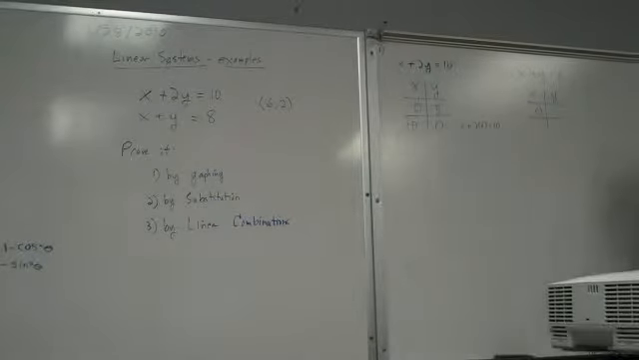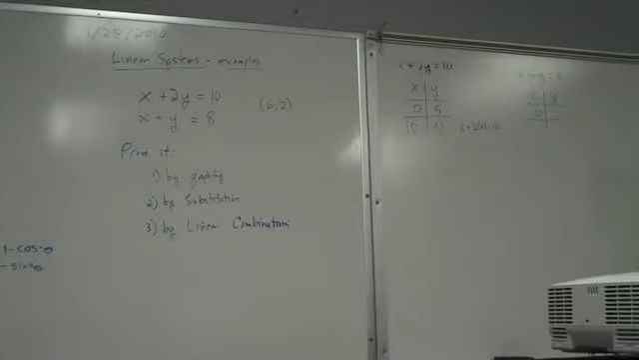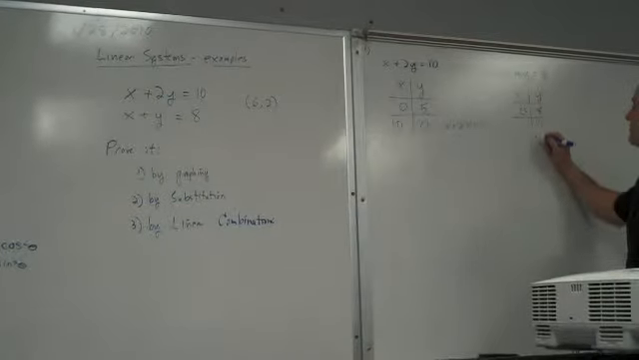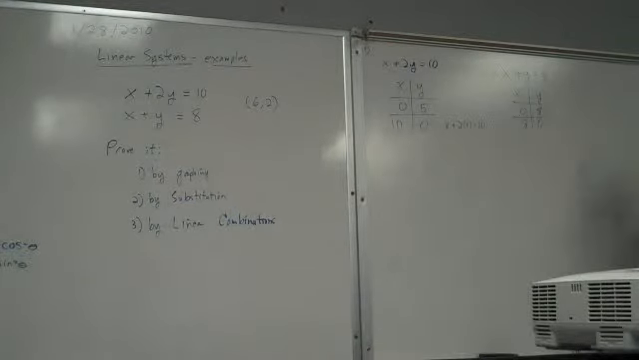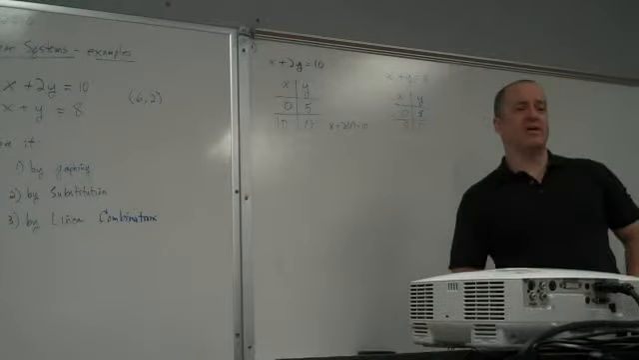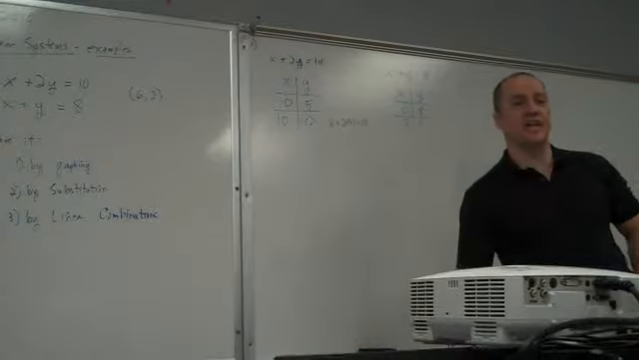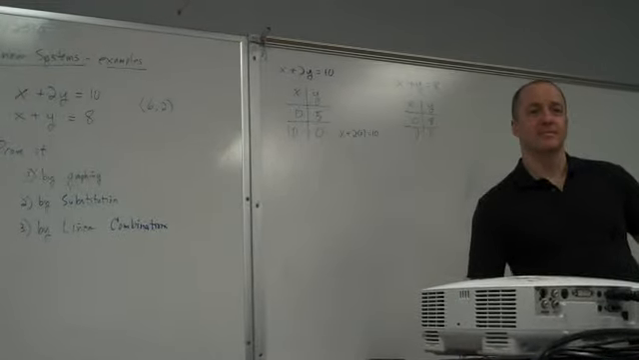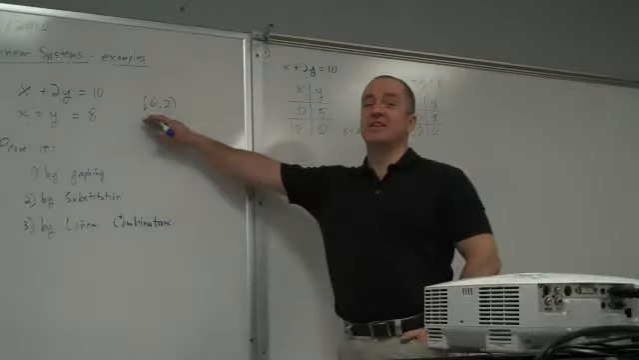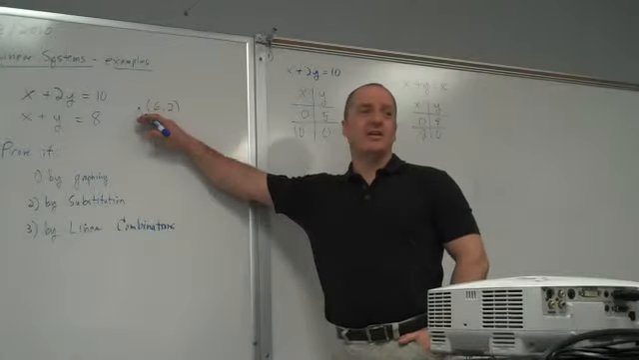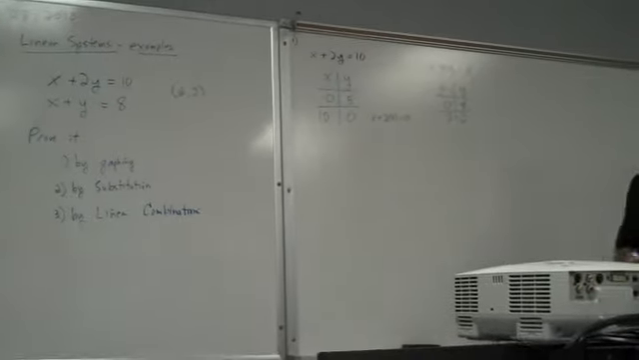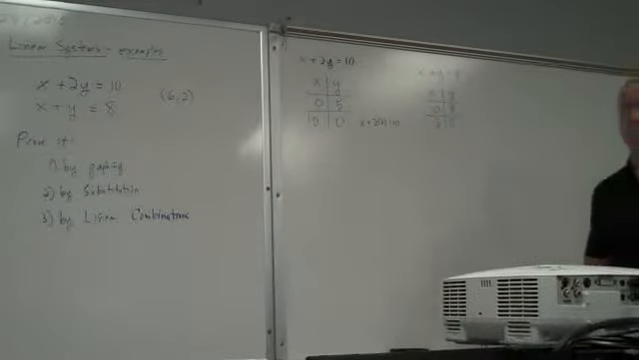When x equals 0, what does y equal? And when y equals 0, what does x equal? 8. So now I have to very carefully graph this line. And when I graph this line, at what point will these two lines intersect? Guys, I've given you the answer already. 6, 2. These two lines will intersect at the point 6, 2.